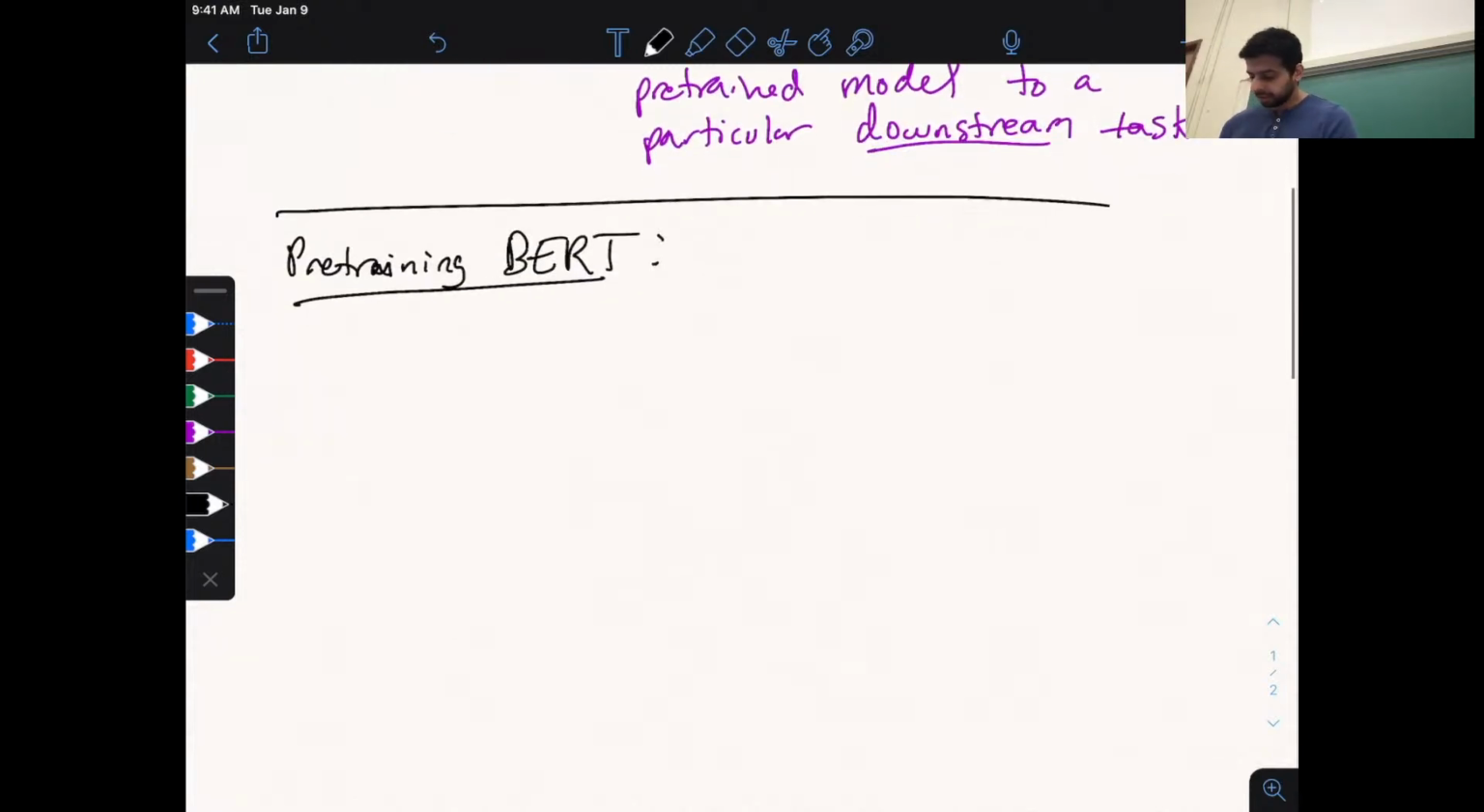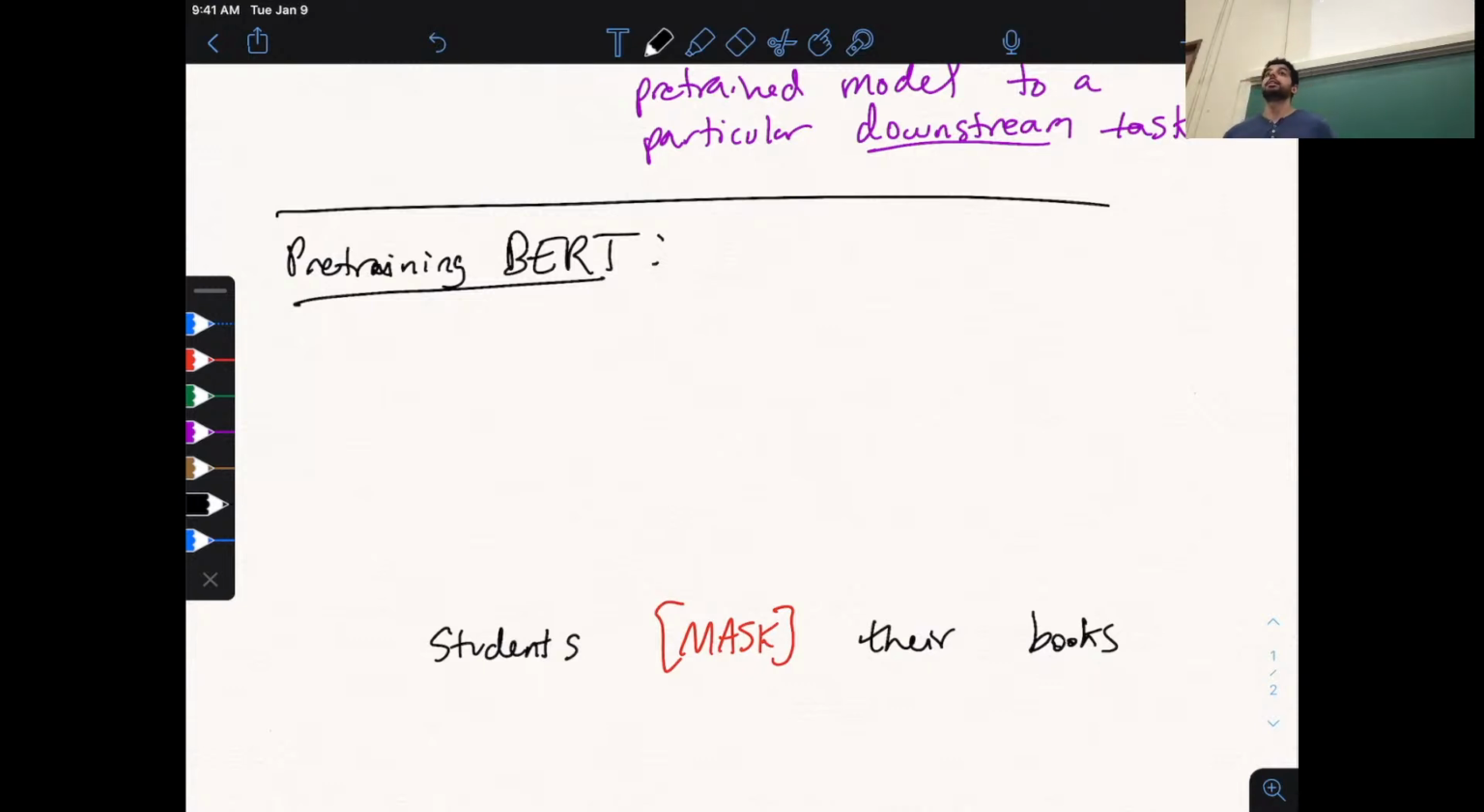just as a review, we had this sentence, students, and then we replaced the next word with a mask token, their books, right? And so given this input, we get a word embedding for every token. So even this mask token is a separate entry in our vocabulary. So, along with words like students, open their books, we have a special mask token that has its own embedding.